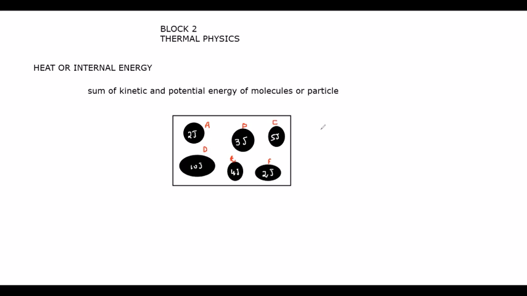So when we add these energies, that's 2 plus 3 plus 5 plus 10 plus 4 plus 2. So what will it give? The sum of energies of all the particles. In this example, we have 10, 20, and this 26. So we have 26 joules. So what is the heat energy or internal energy? The heat energy or internal energy is 26 joules.